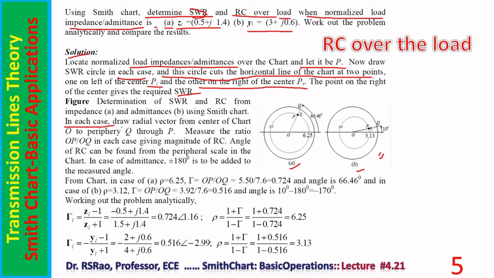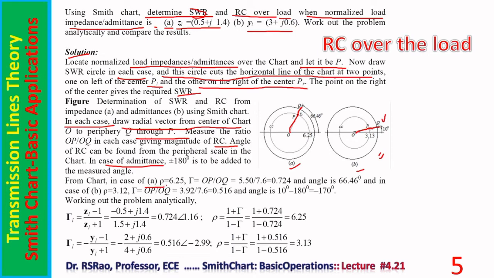In each case, draw radial vector from center of the chart O to periphery Q through P. So here this radial vector is drawn. Here also radial vector is drawn. Measure ratio OP to OQ. With a scale, one can measure the distance OP, OQ and consider the ratio. This ratio gives magnitude of RC. Angle of RC can be found from the peripheral scale in the chart. In case of admittance, plus or minus 180 degrees is to be added to the measured angle. So in this case, one has to add plus or minus 180 degrees as is required.